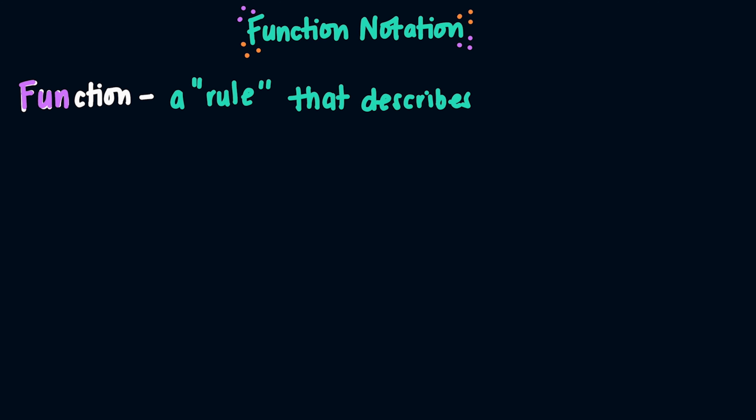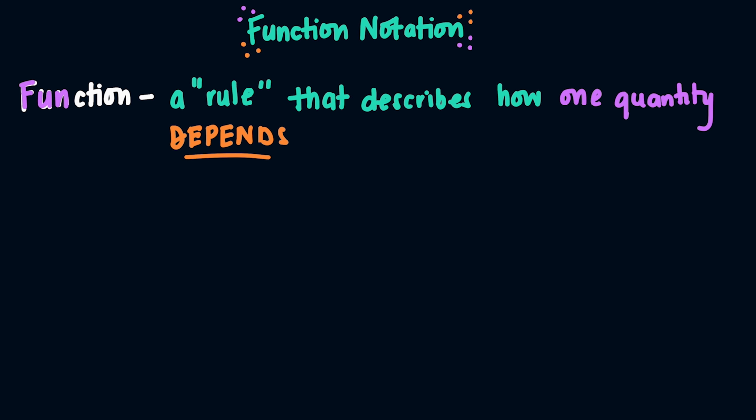But moving on, a function is a rule that describes, or we'll say that tells, right? So basically a rule that describes how one quantity or one thing depends on the other thing or other quantity. And I'm putting depends in big capital letters because that is truly important here. A function is a rule that describes how one quantity depends on another quantity, or we could say another thing. But I will put quantity here.